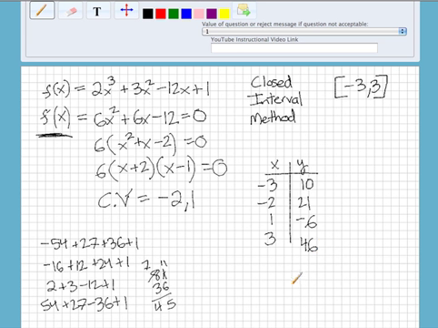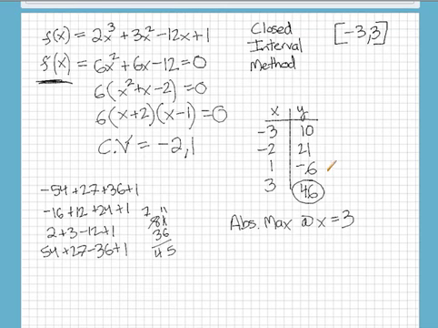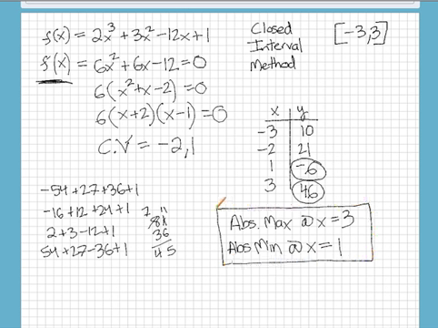Now you look at the y values and see which one's the biggest. Clearly 46 is the biggest. So that tells us there is an absolute maximum at x equals 3, because 46 is the largest of these y values. And -6 is the smallest of these y values, so there's an absolute minimum at x equals 1. That's what I believe they're asking for in this problem.